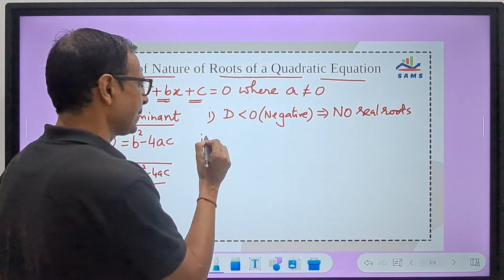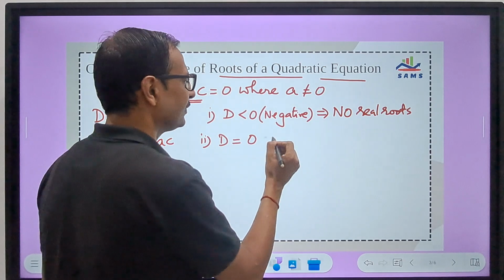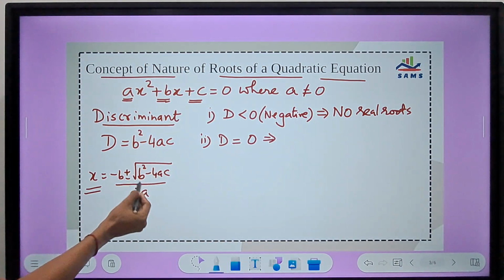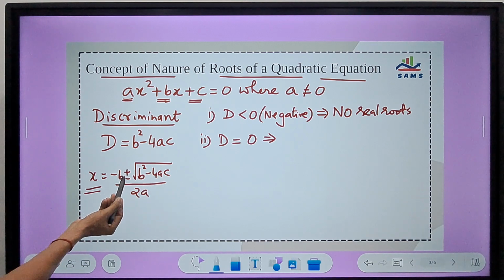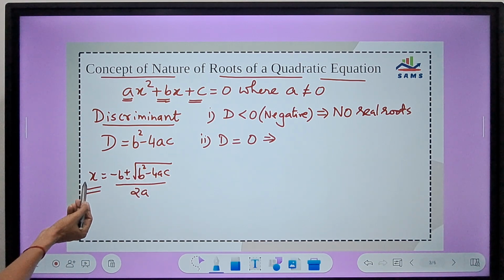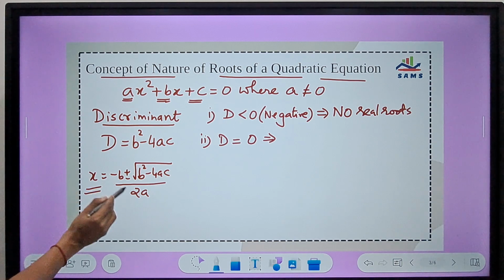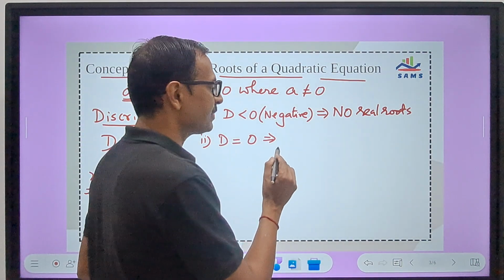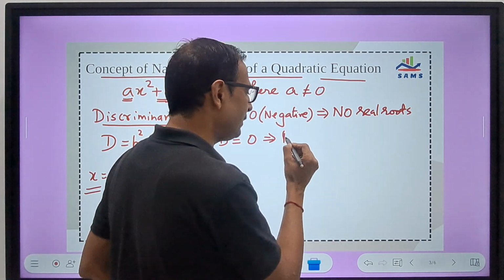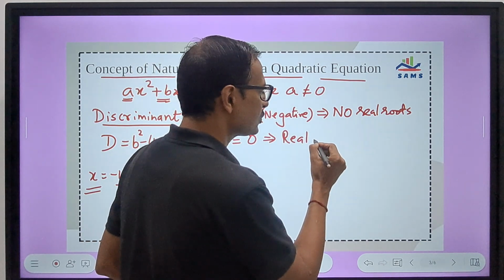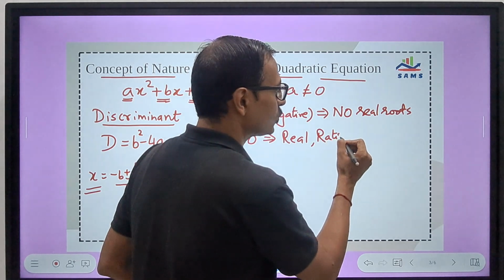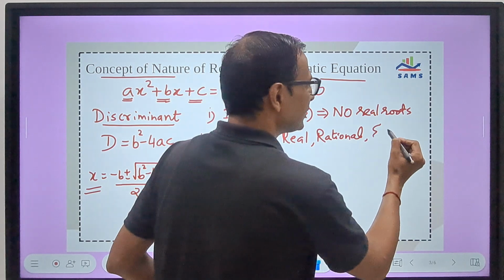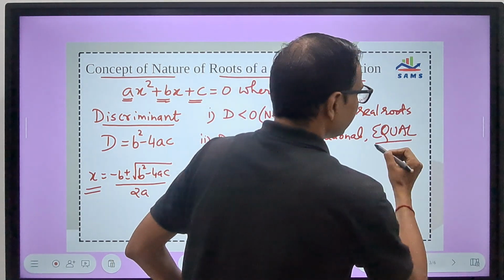The second case: if the discriminant becomes 0, just think, if you have a 0 under the square root, the square root will lose its meaning, and plus and minus 0 will not change the value of x. So minus b by 2a will be the answer, whether it is plus 0 or minus 0. Therefore discriminant equal to 0 means the roots will be real, the roots will be rational, that means there will be no square root in the answer, and the roots will be equal. Now this is important, so I am writing it in capitals. This is important.